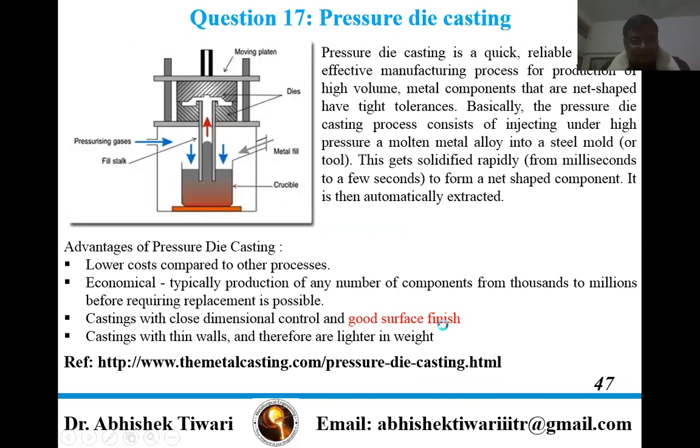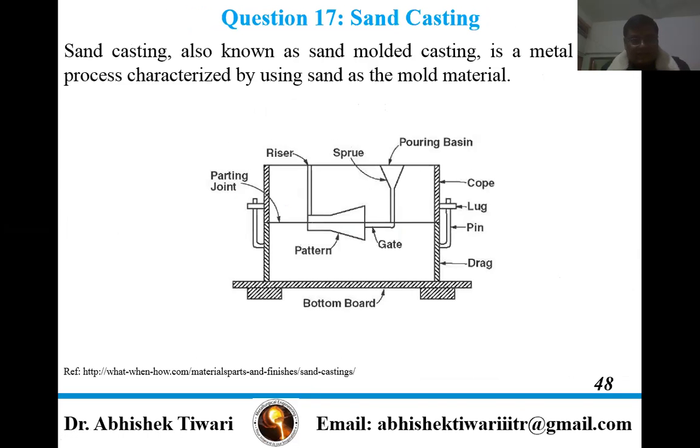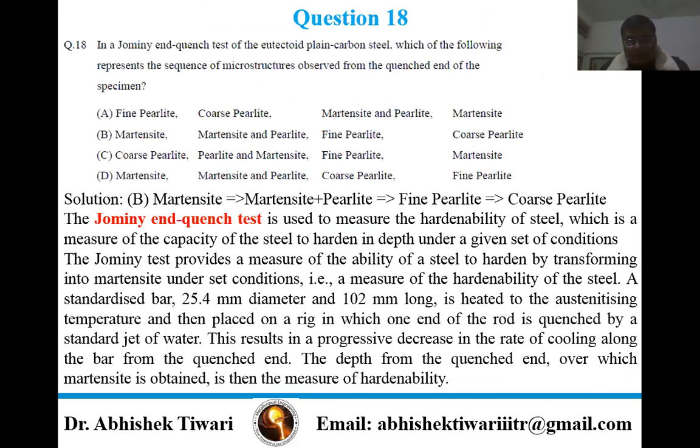Okay. And this is a typical sand casting. So sand casting is also known as sand mold casting. It is a metal casting process characterized by using sand as mold material. Question number 18.